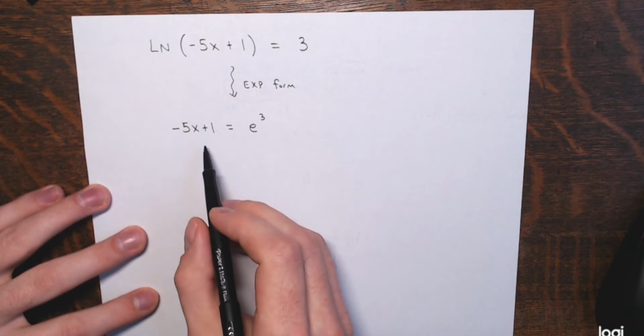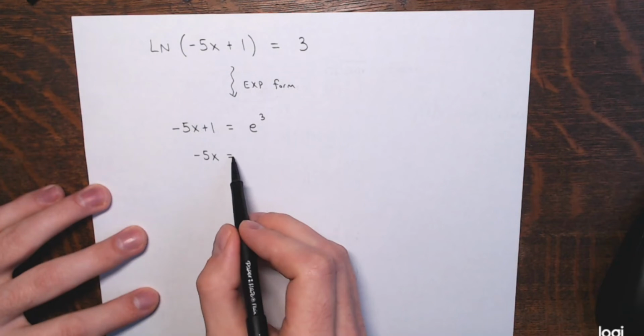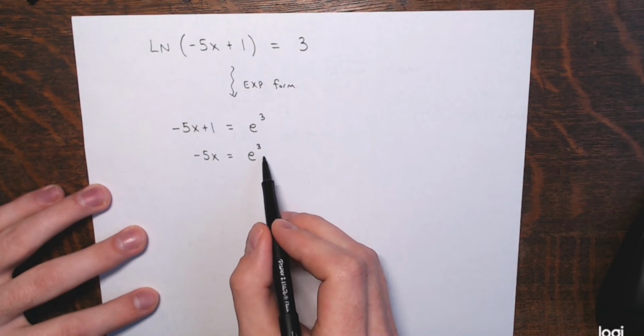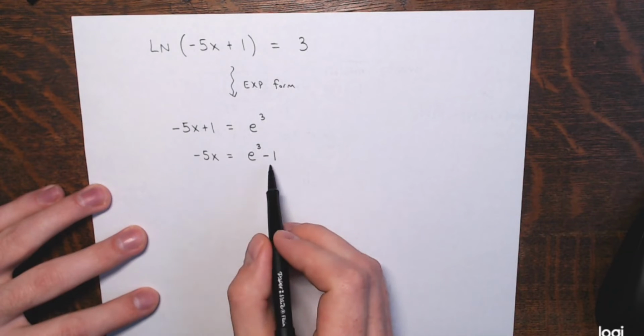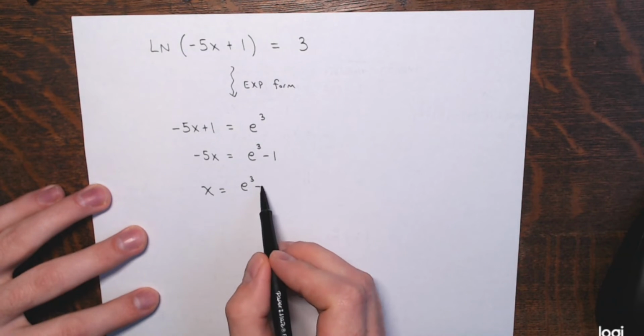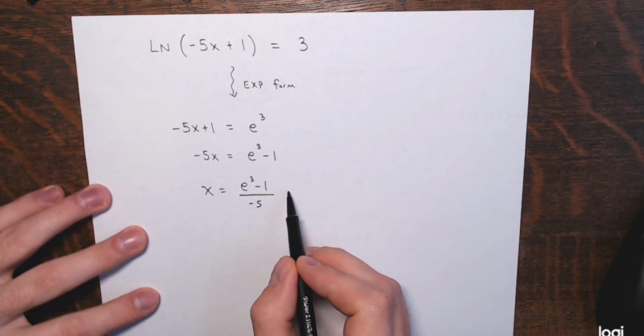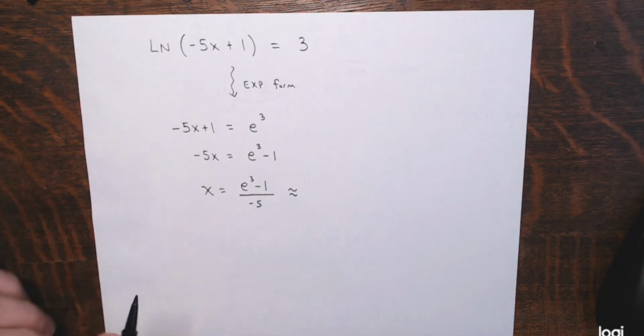Then I would subtract 1. So negative 5x equals e cubed minus 1. And then divide both sides by negative 5. So we have x equals, whatever e cubed minus 1 is, divided by negative 5. And this is what I'm going to enter in the calculator and round to 4 decimal places.